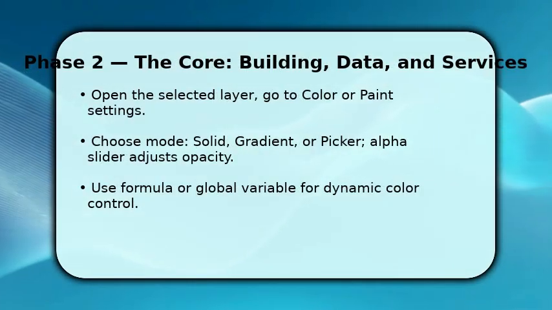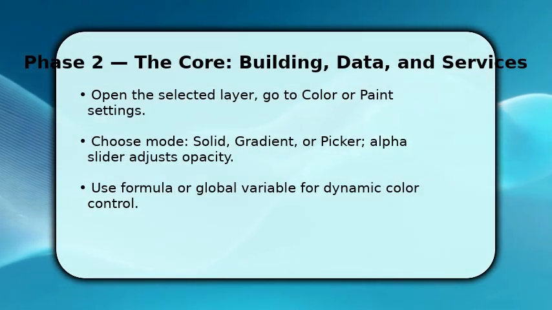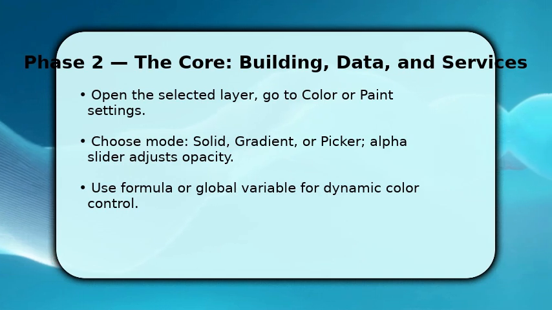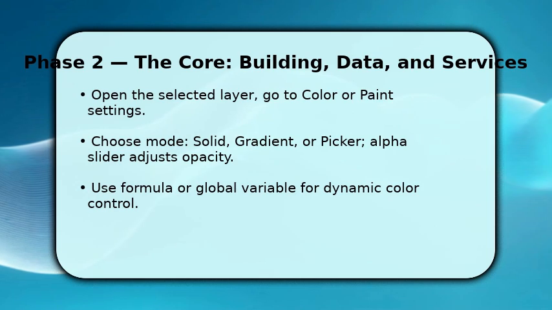Next, you open the layer's color or paint settings and pick how you want to apply color. Choose solid for a single hue, gradient for blends, or the color picker if you need precise control. Adjust the alpha or opacity slider to set transparency.